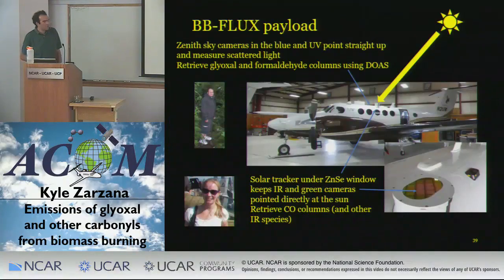For the payload, it was mostly remote sensing instruments. We had 2 zenith sky cameras in the blue and UV, and they were just pointing straight up and measuring scattered light. From those, we could retrieve glyoxal and formaldehyde columns using DOAS. I was running that instrument with help from Ted Koenig, who's a grad student in Rainer Volkamer's group. And Natalie Kille here was running the solar tracker. It's up here under the zinc selenide window that we borrowed from NCAR. There's an IR camera and a green camera, and the solar tracker keeps them pointing directly at the sun. And from the IR camera, we can get CO columns and various other IR active species.